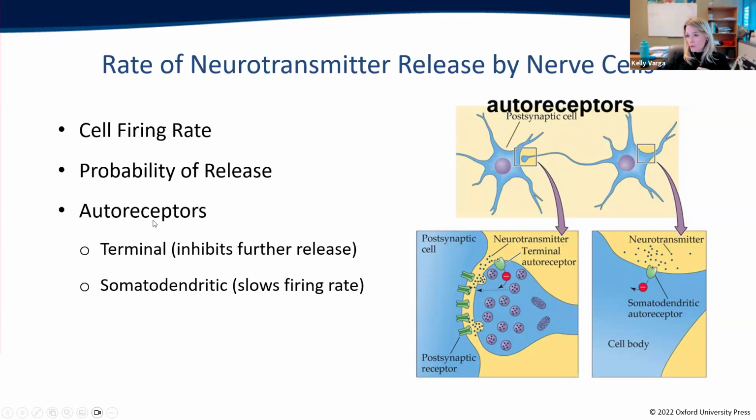Lastly, we can also look at things like autoreceptors. So autoreceptor, self. There are times when the neuron itself can auto-regulate. We're going to talk about this a little bit more, but let's look at some different pictures and images of what I mean. So, an autoreceptor that is on the terminal end, the synaptic terminal.